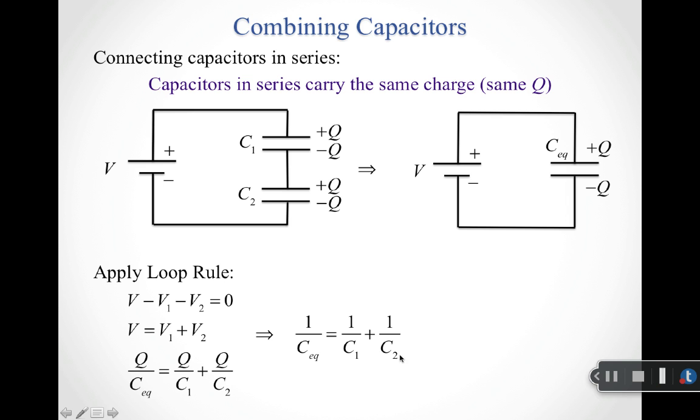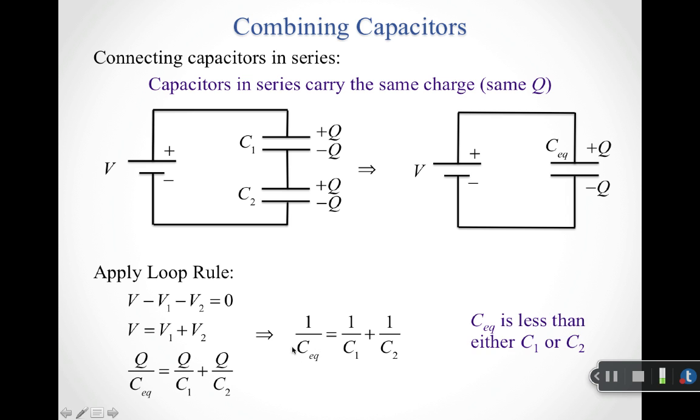plus 1 over capacitor 2. Now, a couple of things to keep in mind here. One is we have a very simple check: the equivalent capacitance when I combine capacitors in series has to be less than either C1 or C2.